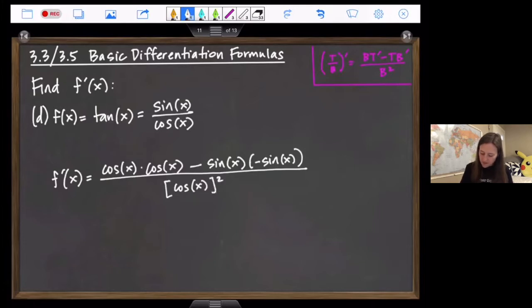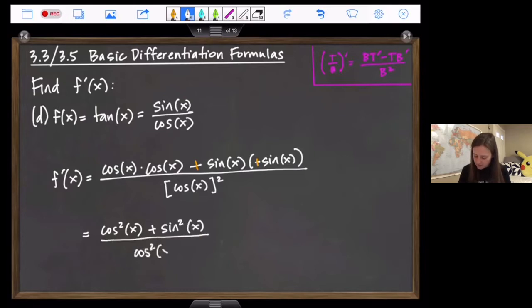squared. And there's a lot of simplification that goes on here, right? I've got cosine times cosine. I can write that as a cosine squared. And then I've got a negative sine times a negative sine. That's just going to be plus a sine squared. And then on the bottom, I can just write this as cosine squared x.